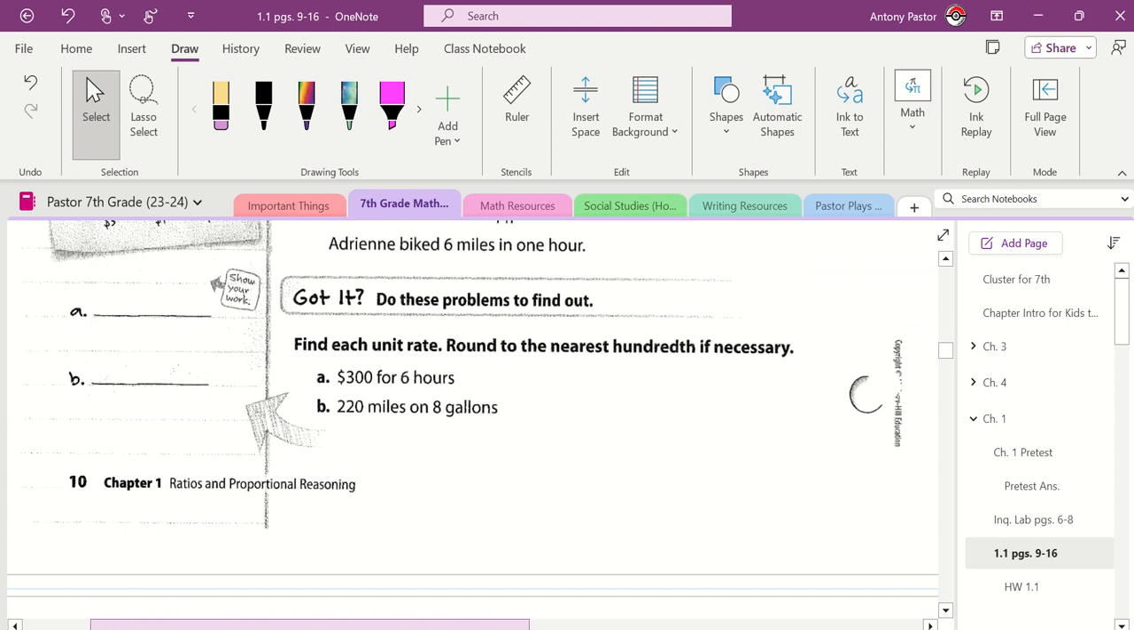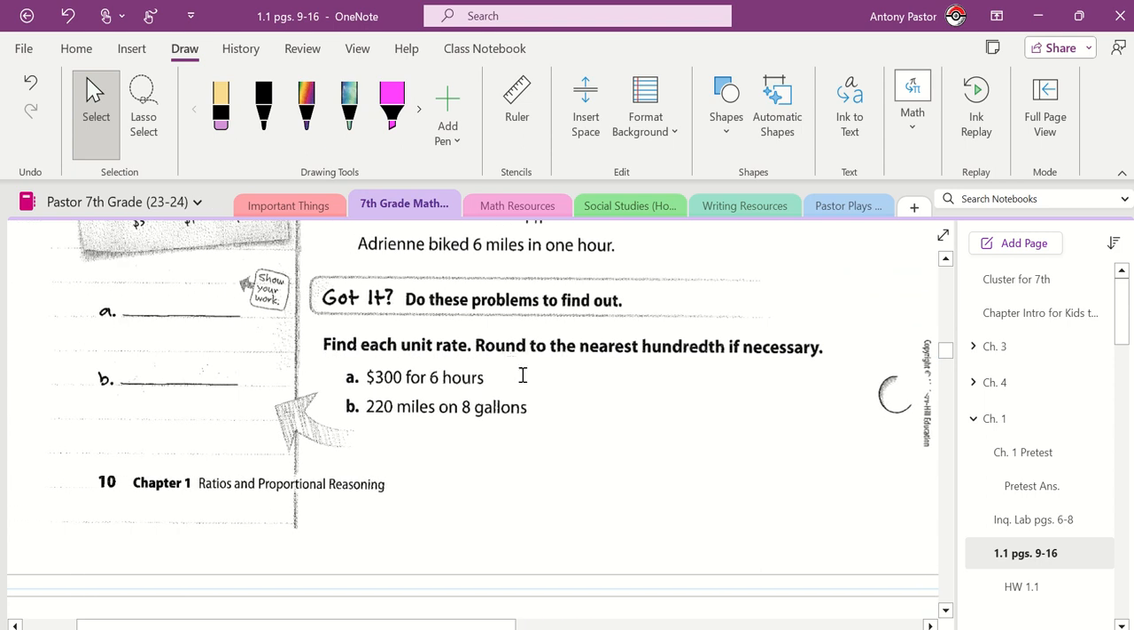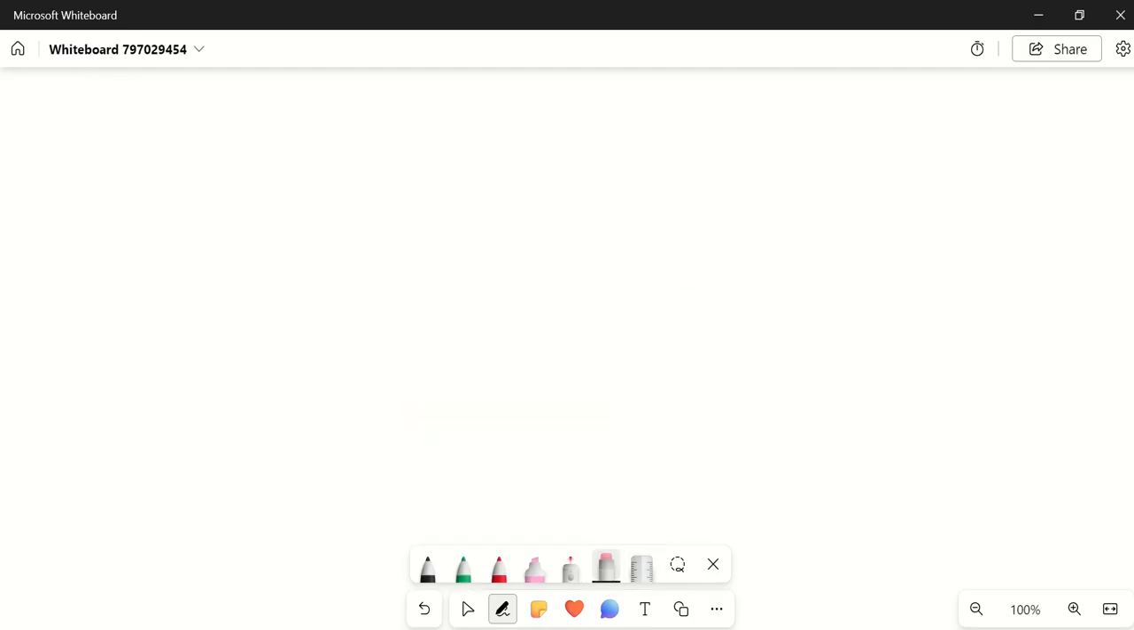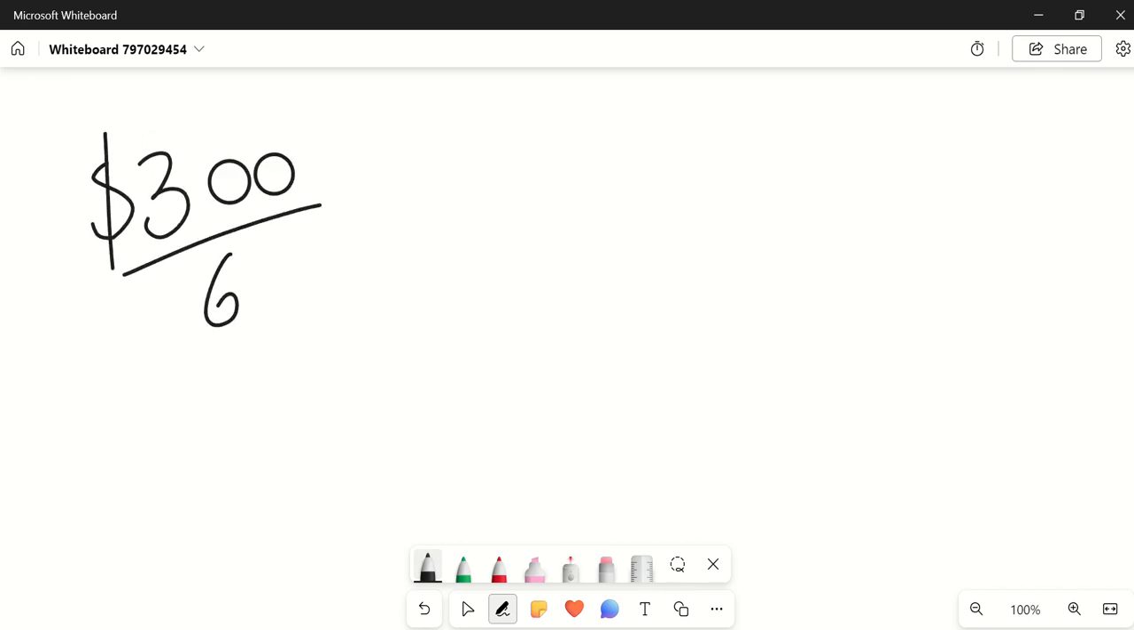And we're going to go ahead and do these. We're going to find the unit rate for each one. So $300 for 6 hours. And we'll just say it's $300 for 6 hours of work. So somebody got paid $300 for working 6 hours. Again, to find the unit rate, I'm going to divide both of these by 6. We know that that will be, not 6, sorry, that will be 1 in 1 hour.